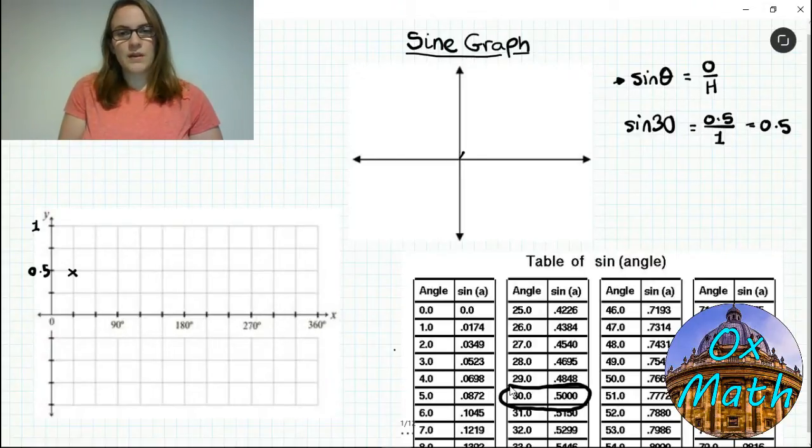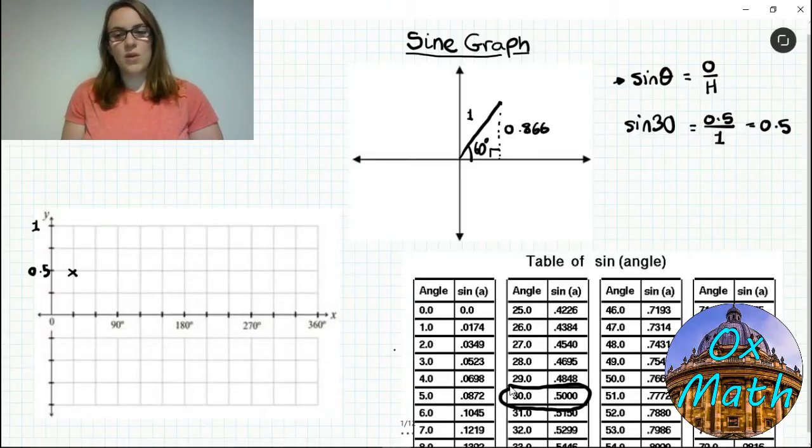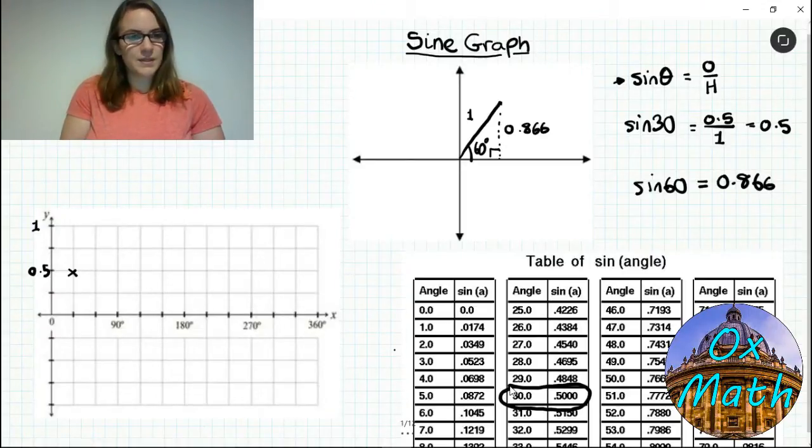If I draw another line then, that is 1 long, but this time is at 60 degrees, again, I can draw a vertical line down to join it to the horizontal. And if we measured that length, it is 0.866, or if we worked it out using trigonometry from our calculator, or indeed if we looked in the table to get it. So what that tells us is that sine 60 is equal to 0.866. So on our graph, 60 degrees, we go up to 0.866, which is going to be roughly here.